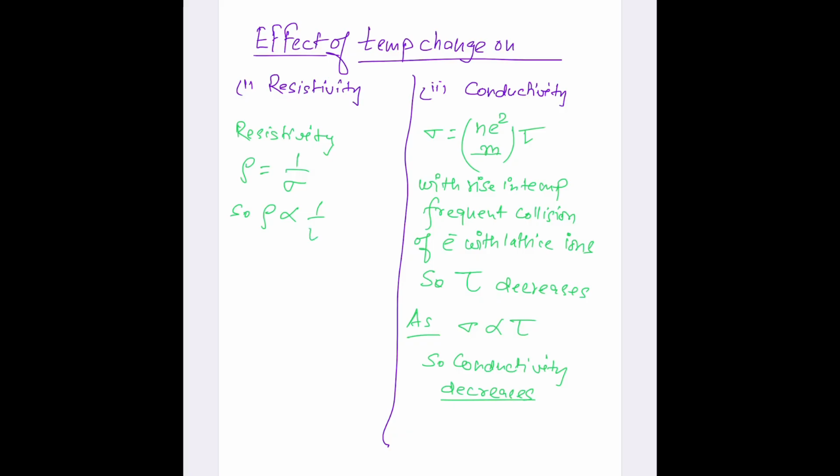For the effect of temperature on resistivity, we know the resistivity is the inverse of conductivity. So the resistivity will definitely increase with rise in temperature, and the reason is the same. The relaxation time will be smaller, so resistivity will be higher as the temperature is increased.